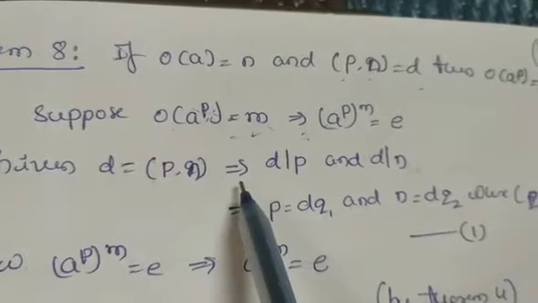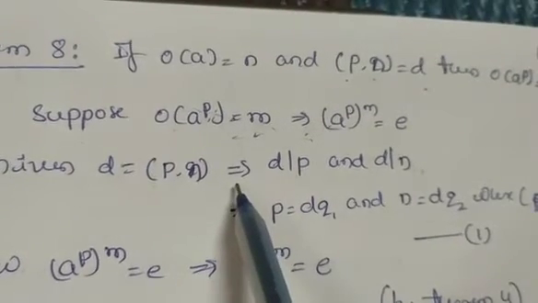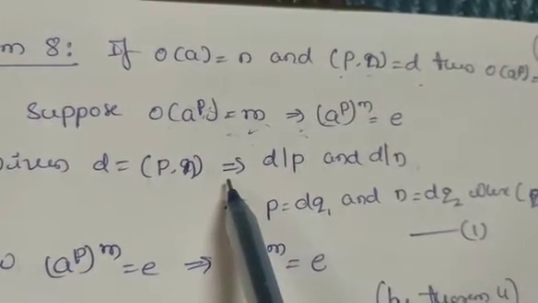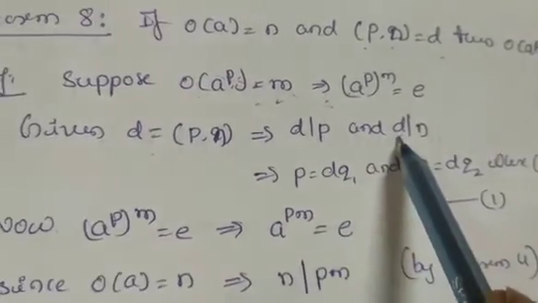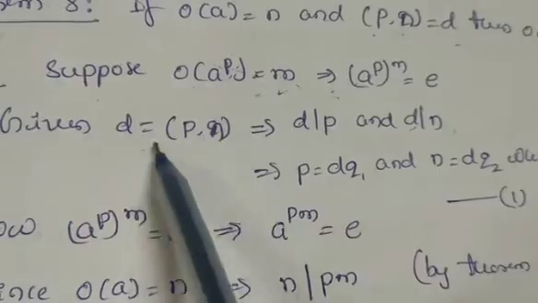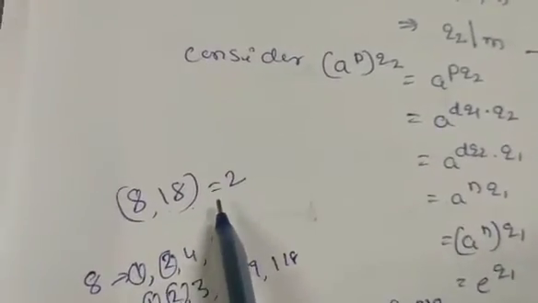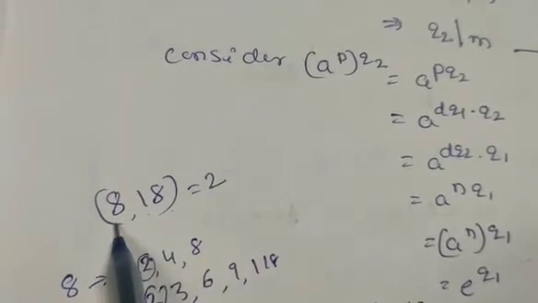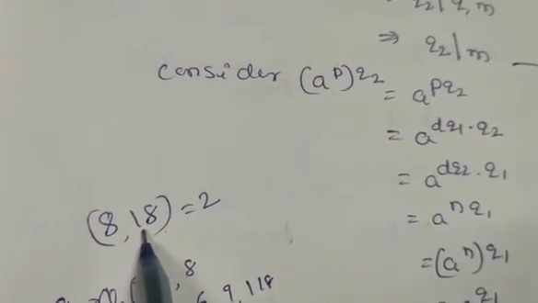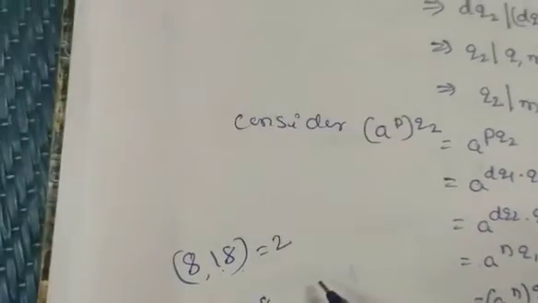And this implies here, so this is again from the definition of GCD of two numbers. So d divides p and d divides n. So it means d is the divisor of p and n. We know here in this example you can observe this one. So d is the divisor, means 2 divides 8 and 2 also divides 18. So this is the meaning of that divisor.